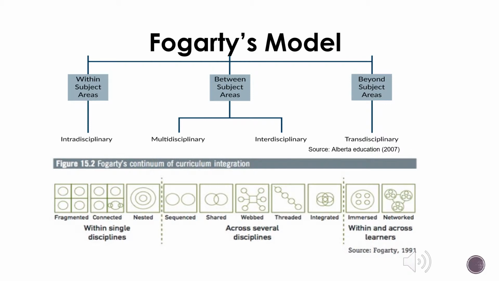Earlier, Lisa touched on Robin Fogarty's model of curriculum integration and how we can use the interdisciplinary approach through the whole school to improve student learning and engagement. Fogarty's model also goes further to talk about a transdisciplinary approach, which goes beyond classroom learning, where the students are responsible for their own learning. And at the other end of Fogarty's model is the intradisciplinary model, which starts with fragmented, has some strands that are connected, and the nested model is the final step. I'll talk about these in a bit more depth further on. So, where do we fit in?